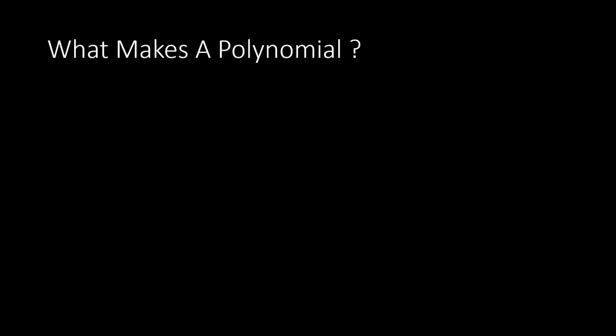So got it? Good. So now, what makes a polynomial? Suppose we take this set of terms: 2x squared plus 2 square root of x plus 5. Now you can say that this also is a collection of three different terms: 2x squared, 2 square root of x, and 5. But is that really a polynomial?